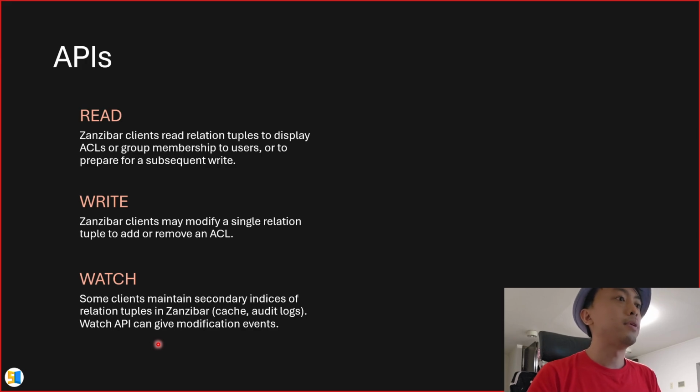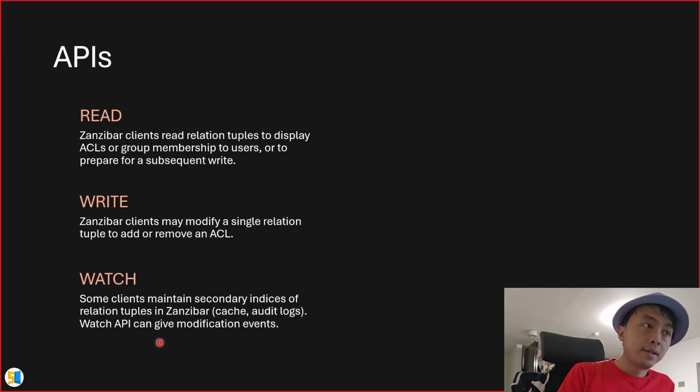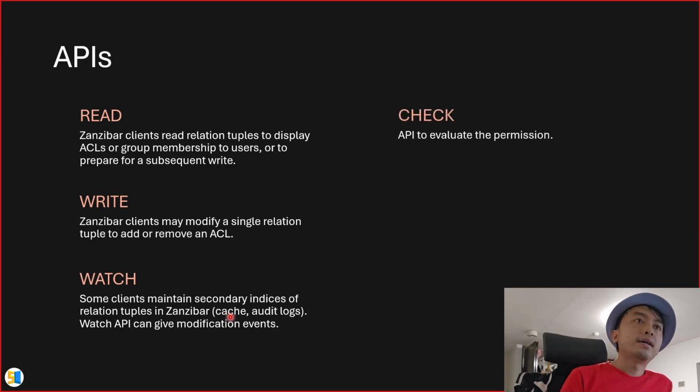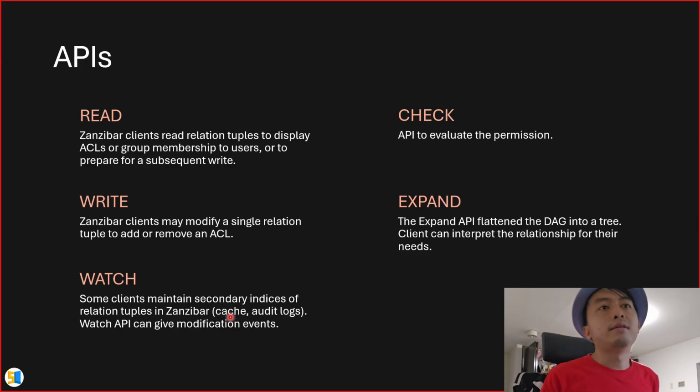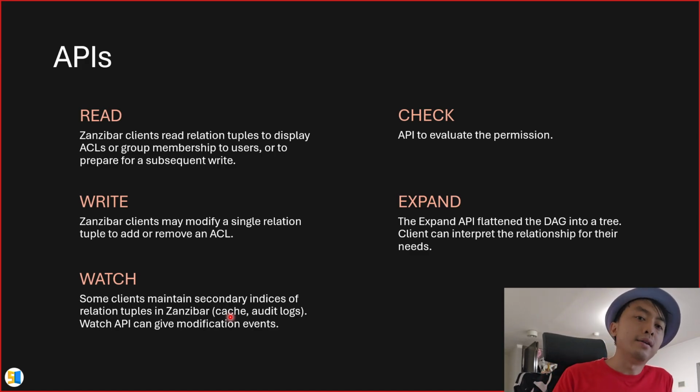Watch is to give the modification events, the transaction events, to clients, because clients can manage their own indices of relation tuples, for example, to do caching or to do audit logs. Check is the API to evaluate the permissions. This is what we have discussed. And last is the Expand API, which will flatten the DAG into a tree and give that tree to the client so the client can interpret the relationship for their needs.